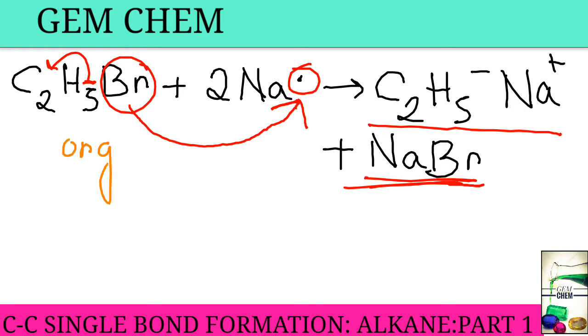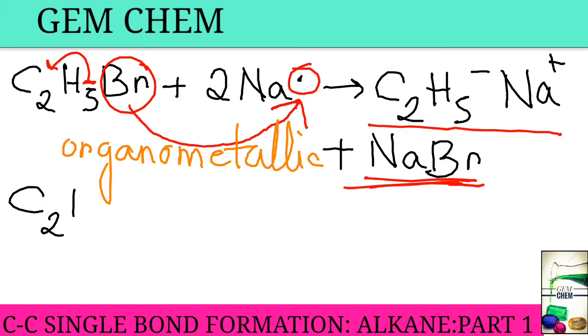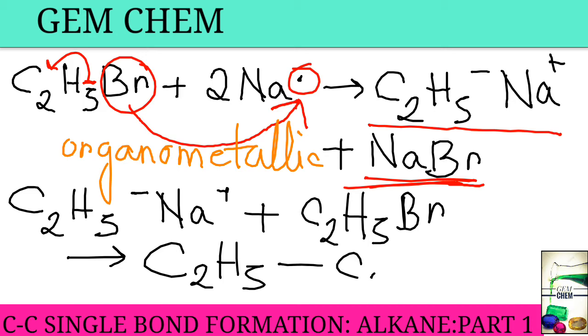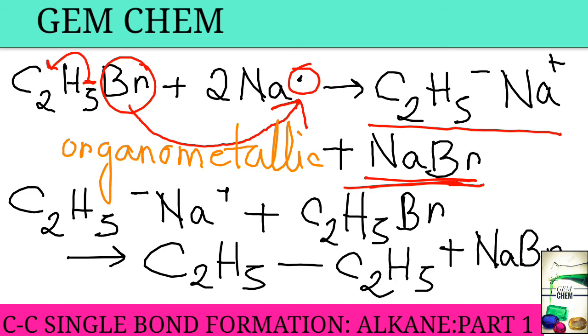This is an organometallic intermediate. The intermediate is an organometallic intermediate as it contains an organic part as well as a metal part, that is sodium. Now we will see the second step, that is C2H5⁻ Na⁺ now reacts with another molecule of C2H5Br to form C2H5 bonding with another C2H5, that is it is forming the butane molecule plus NaBr. Right. Now this is the first mechanism which we have seen. Now we will see the second mechanism.